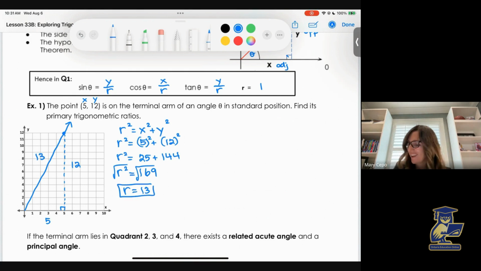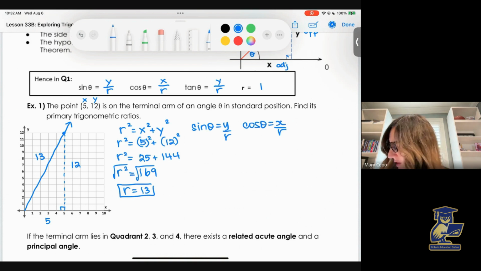Okay, knowing again that sine theta, we're just going to write it out just for practice sake. It's always y over r. Cosine theta is equal to x over r. And tan theta is going to equal y over x, which we know is 12 over 5. So we can put that in.